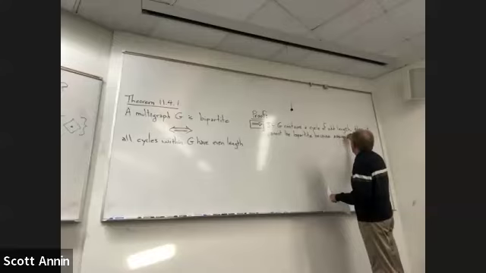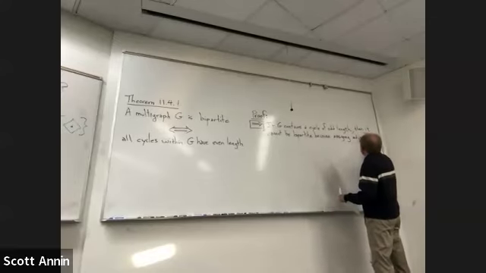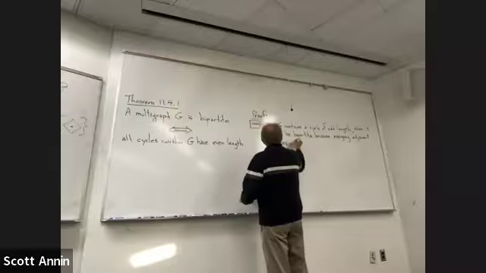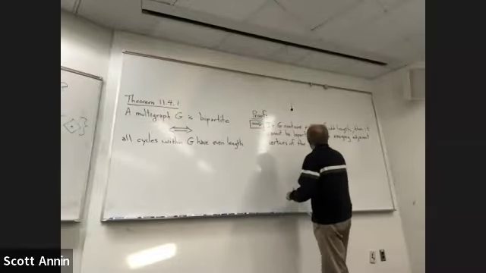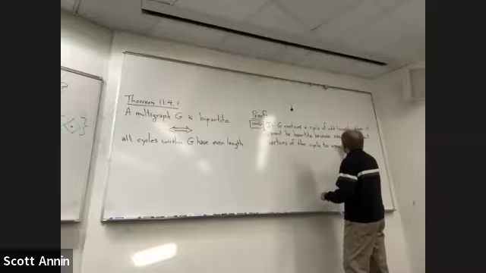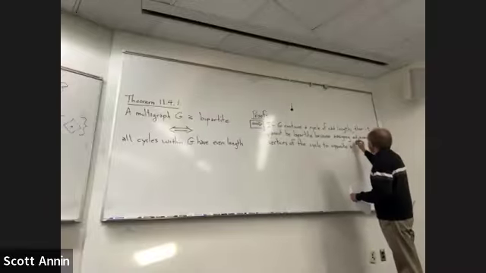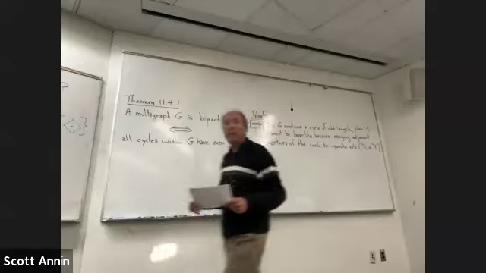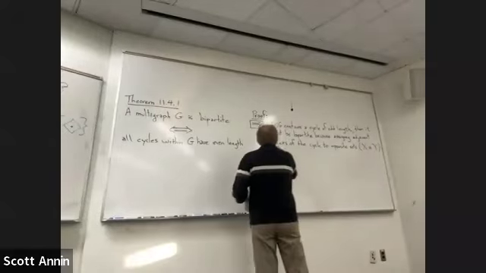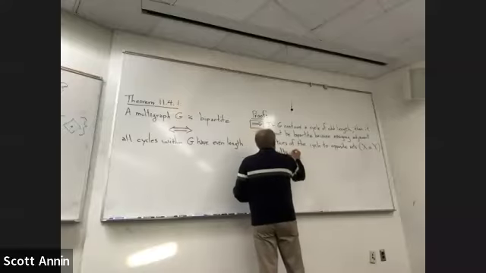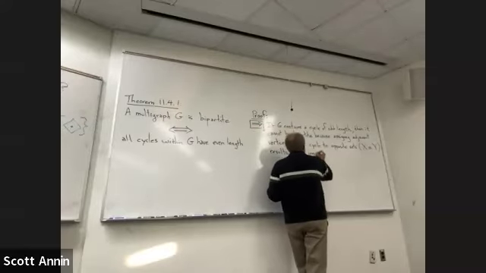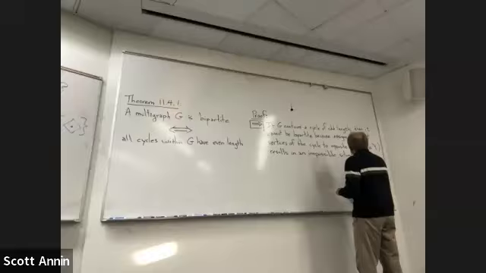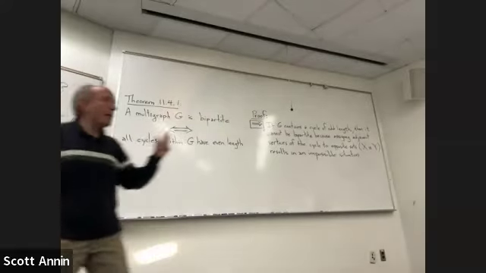Assigning adjacent vertices of the cycle to opposite sets, and this is X versus Y that I'm talking about from the definition, results in an impossible situation. Basically, you get two X's together or two Y's together.